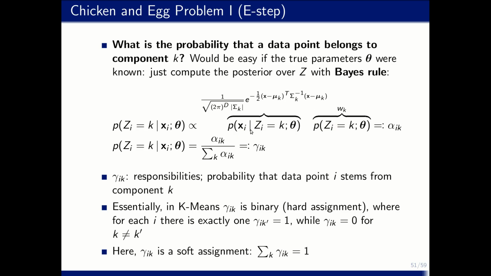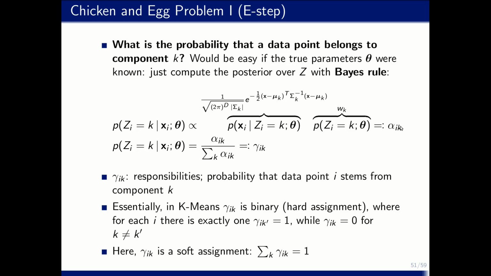Here we are missing the normalizer, therefore this is proportional. Again, p of z given x is just p of x given z times p of z, and then we would have a normalizer here. So this is just proportional. And we define this as alpha ik. This here is just the Gaussian density for the kth component, and this is just the mixture weight for the kth component. And we define this term as alpha ik, where i is the sample and k is the component number.